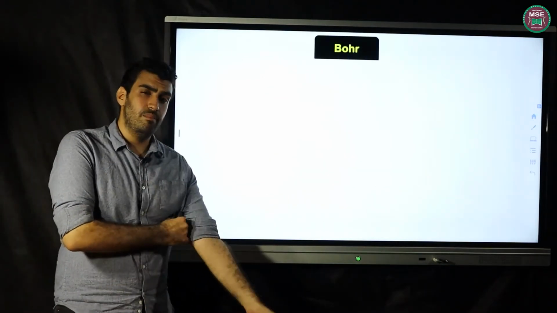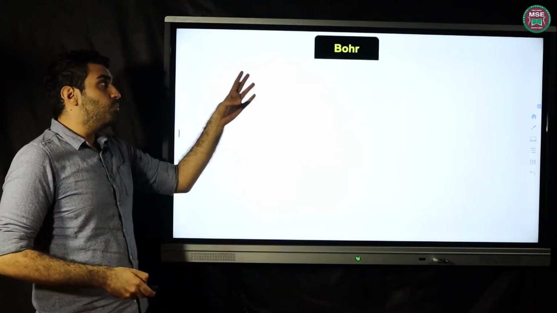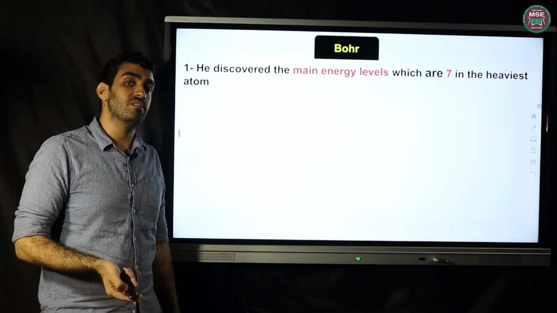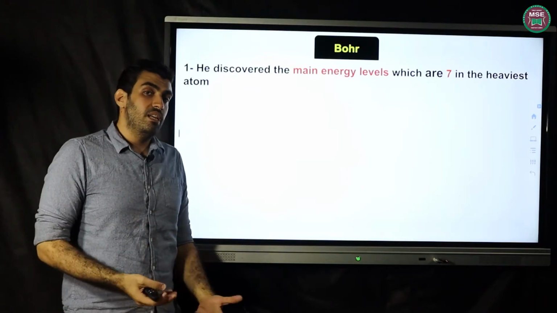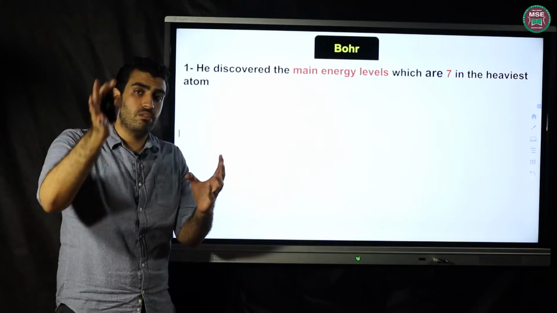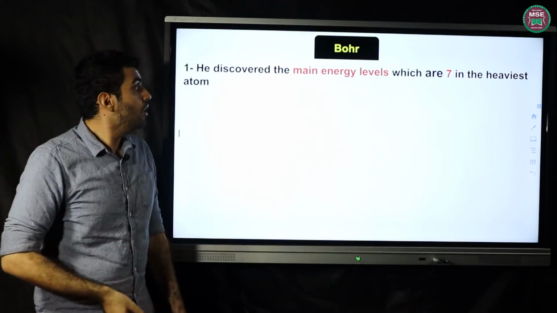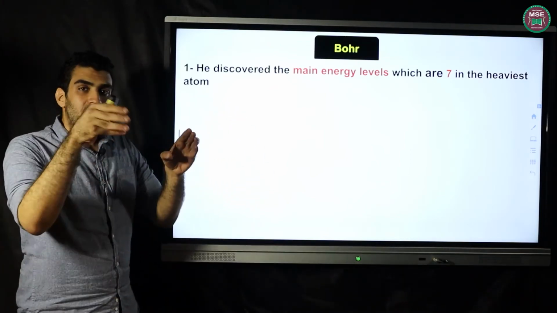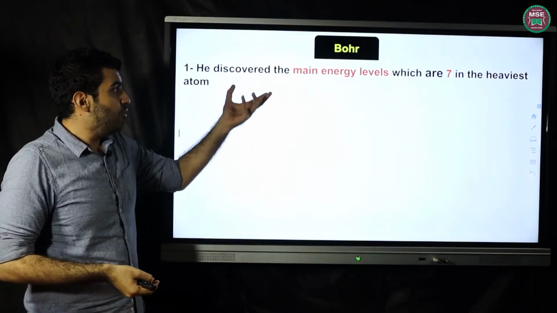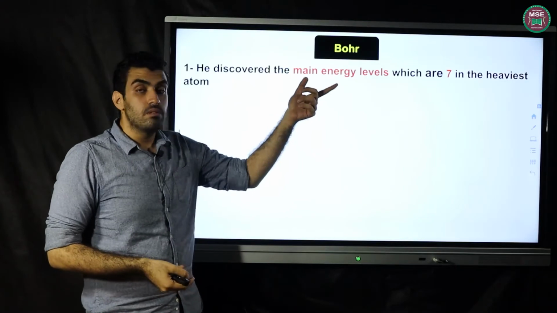Bohr, another scientist, came after Rutherford. What did Bohr do? He discovered the main energy levels. As we said before, any atom is composed of a nucleus in the center and the energy levels in which the electrons rotate around the nucleus. Who discovered the energy levels, which are K, L, M, N, O, P, Q? Bohr. How many main energy levels? 7.